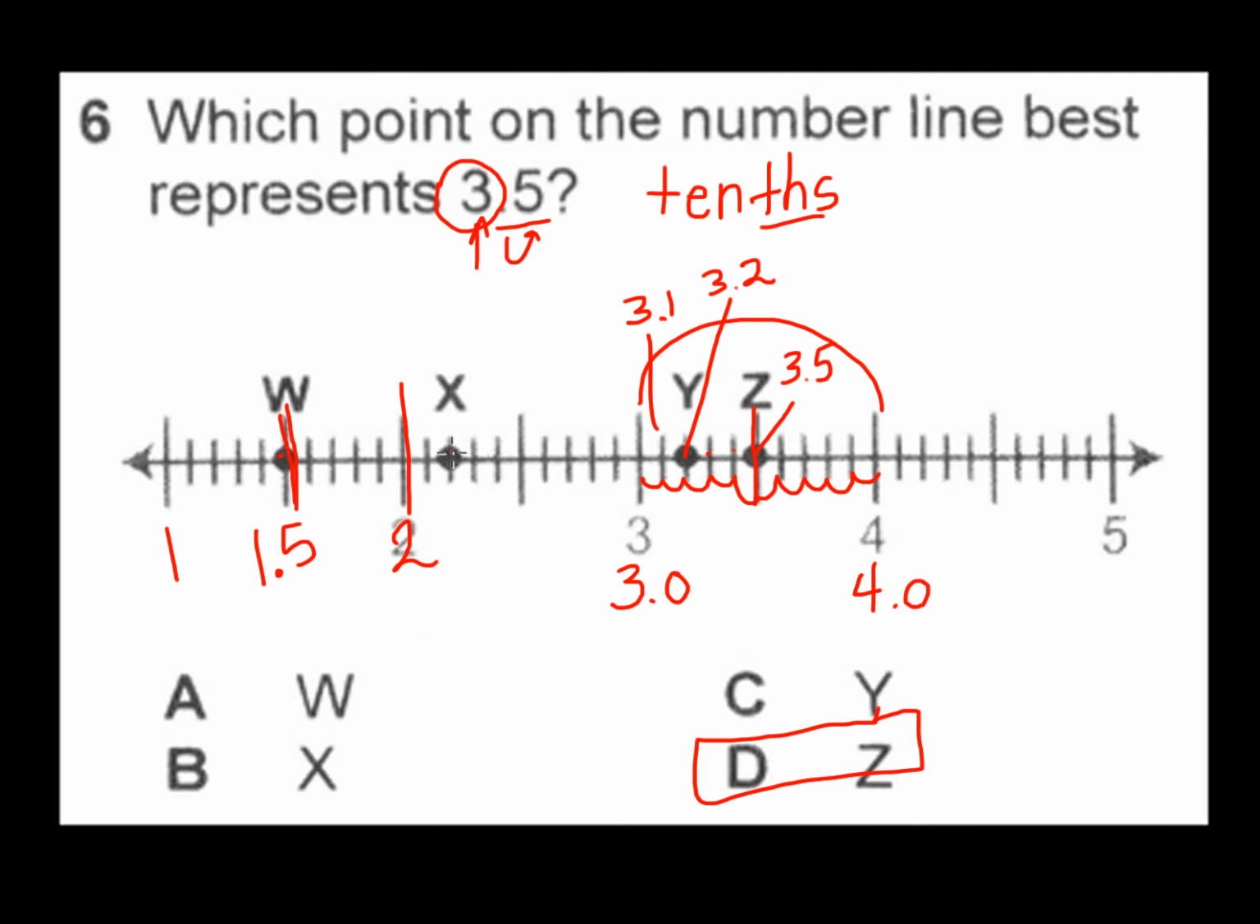Let's look at the X. What would that probably be? I know that this point that's halfway between the 2 and the 3, that would be 2 and 5/10. Let's just count. 2 and 1/10, 2 and 2/10. That X would be 2 and 2/10. We already identified Y over here as 3 and 2/10.